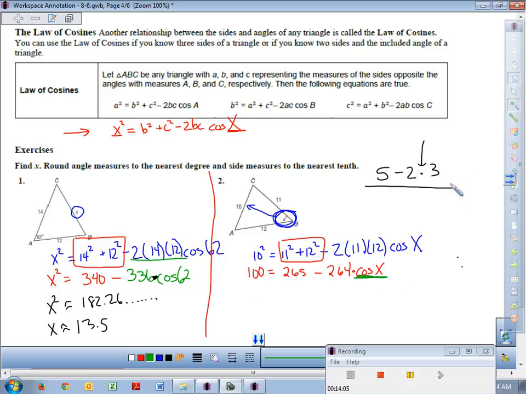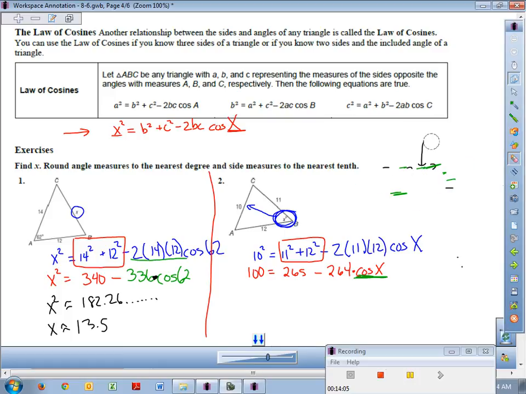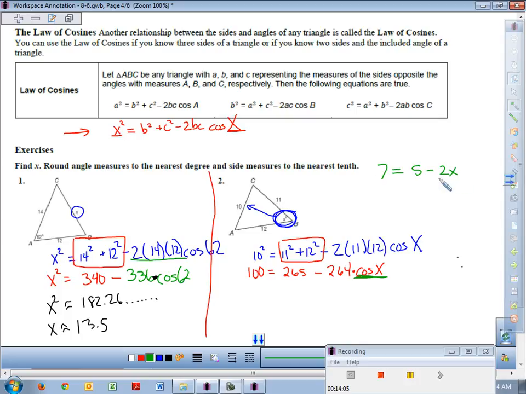For example, think of it as an easier situation here. Let's just use an eraser, Mr. P. If I told you that like 7 equals 5 minus 2x, what's the first move that you would do to solve for x? Well, you got to get this 2x by itself. Don't you subtract 5 from both sides? Well, that's what we want to do here. We want to subtract 265 from both sides because we have this being added or subtracted to the term with the x in it. So let's subtract 265 from both sides.